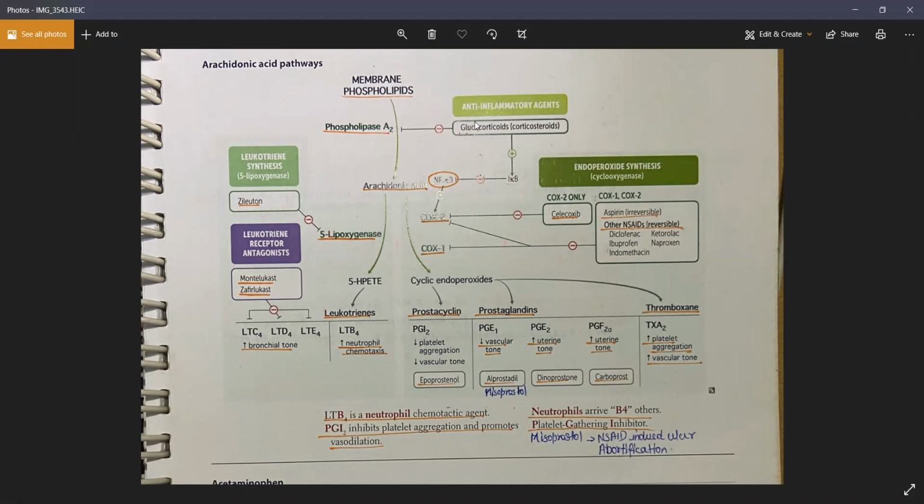Both could be inhibited by the glucocorticoids, right? And as a result, you won't get the leukotrienes, the prostacyclins, the prostaglandins, or the thromboxanes, right? The drug celecoxib is a specific COX-2 inhibitor.